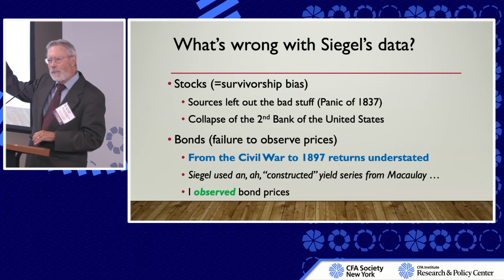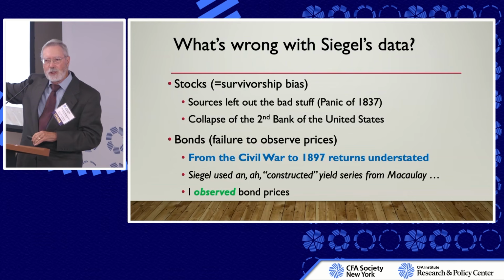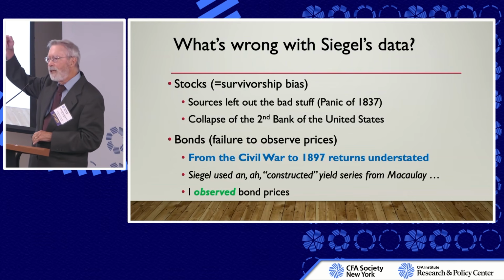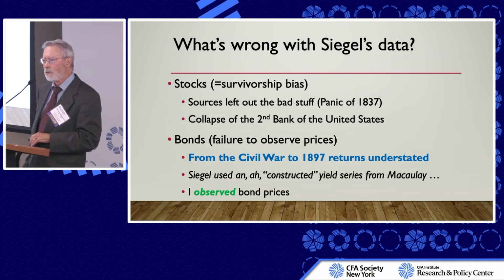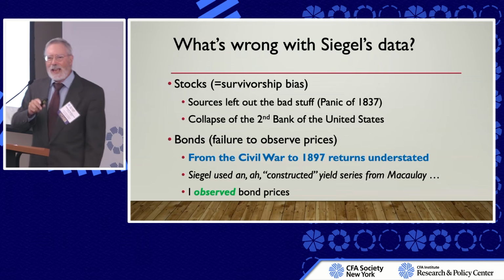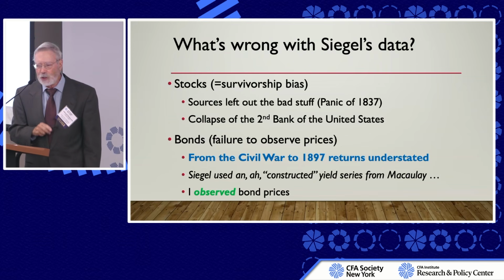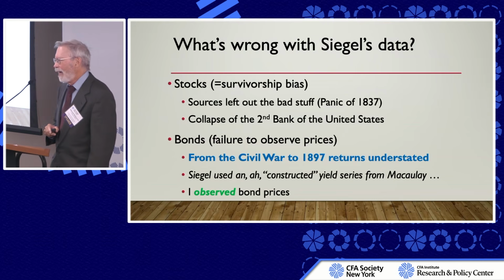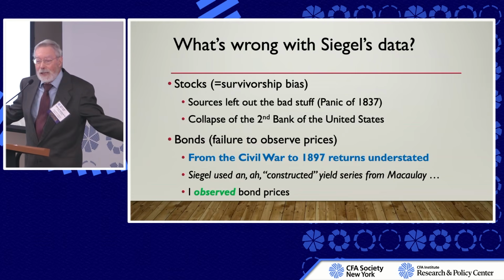So you had the Second Bank of the United States, the largest single stock of the time. Its chart looked like this. Okay? They threw that one right out. We are talking a recipe for survivorship bias. They left out all the bad stuff.